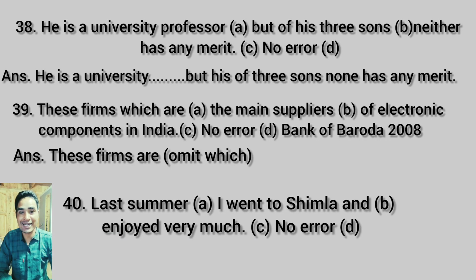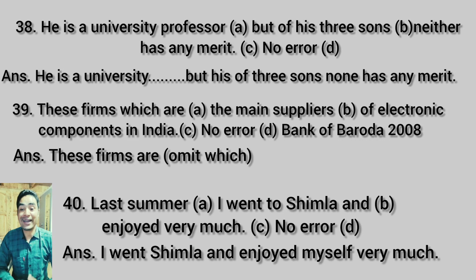We have to write "I enjoy myself." Reflexive pronouns are written: I enjoyed myself, she enjoyed herself, they enjoyed themselves, he enjoyed himself. So here the answer is: last summer I went to Shimla and enjoyed myself very much. Because no object has been given here, in this case we have to use a reflexive pronoun. "I enjoyed me very much" would be an incorrect sentence.